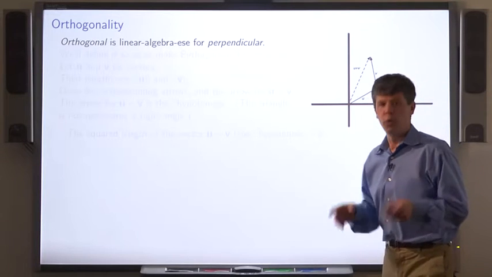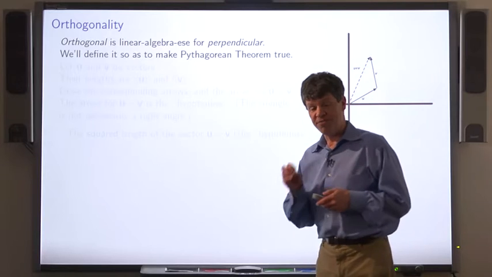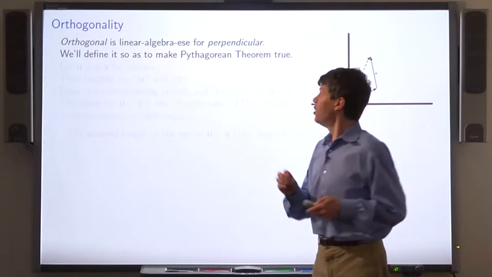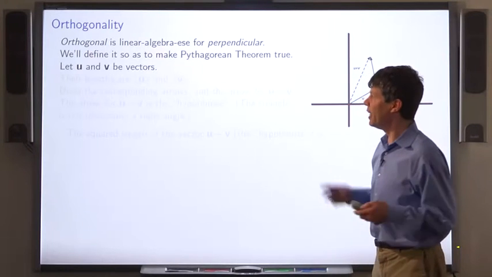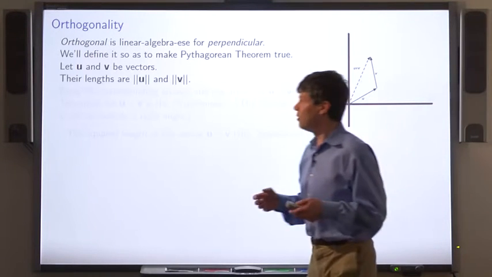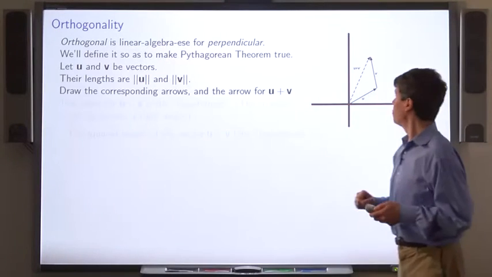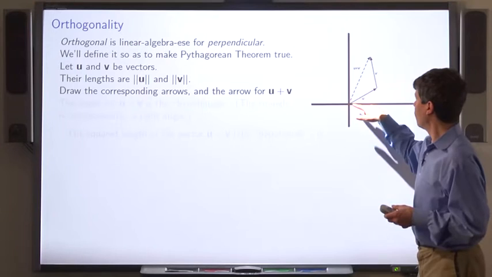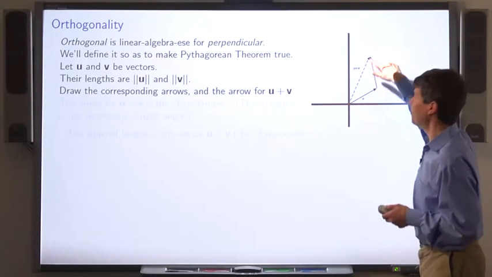Now in linear algebra, we don't say perpendicular so much, we say orthogonal. We're going to define the notion of orthogonal so that the Pythagorean theorem is true. Let u and v be any vectors. Their lengths are norm of u and norm of v. And we draw the corresponding arrows: the arrow for u, the arrow for v, and the arrow for the sum u plus v.